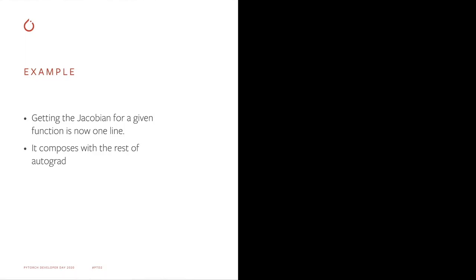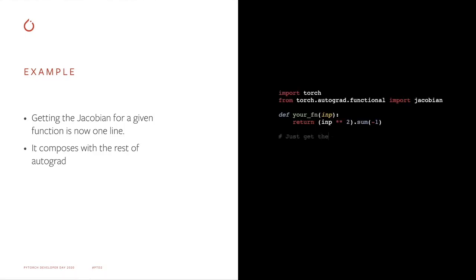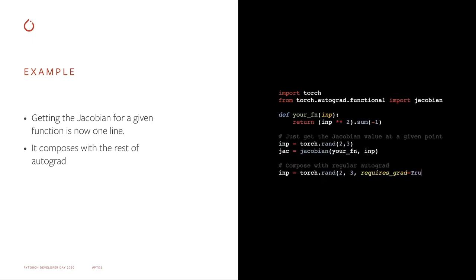So now an example on how to use this API. Again, as an example for the Jacobian function, now you don't have to copy paste code from that old GIST. You can just import it from Torch. And as you can see in the first example, you have some input, you just call Jacobian on it, and you get the value of the Jacobian. And that's easy. That's everything you need to do.